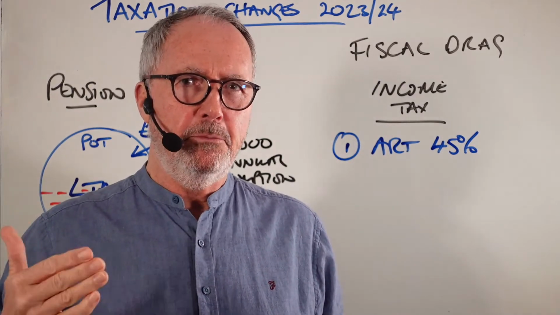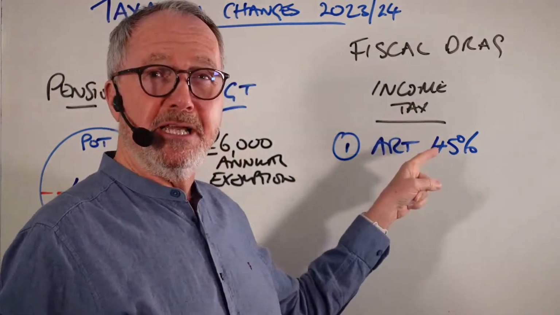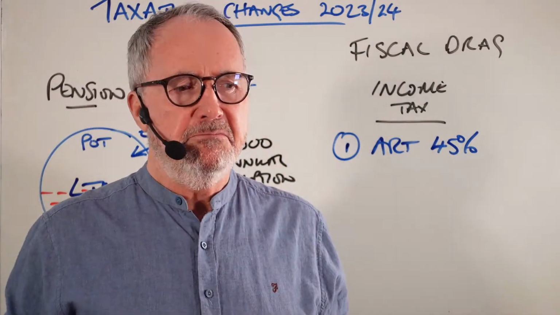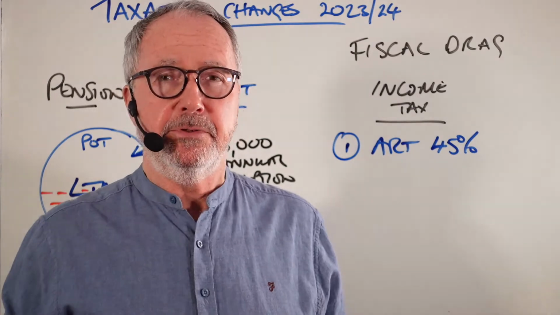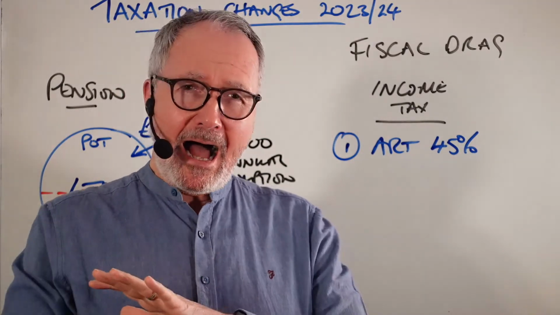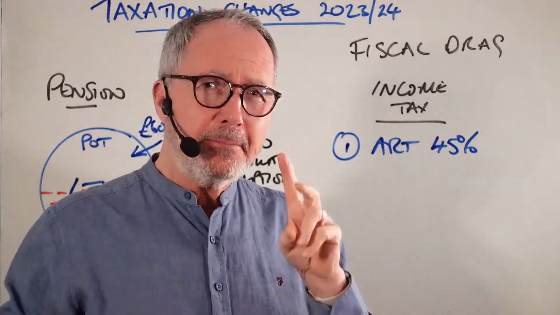And over the next few years, more and more people will get dragged into that 45% tax band for a chunk of their income, which is bad news for those people, good news for the government, of course. Again, that's fiscal drag at its very best, isn't it? Other stuff hasn't changed. That's good news. A couple of small things for you.